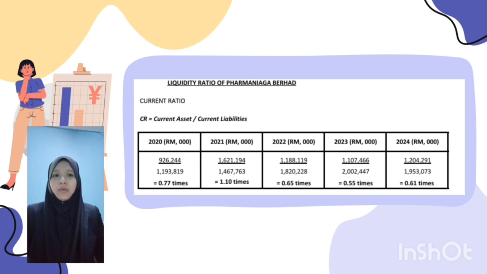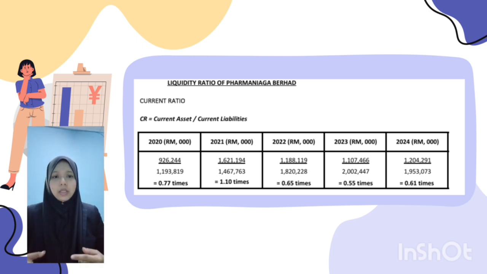I will be presenting the liquidity ratio analysis of Pharma Niaga Berhad. We will focus on two key liquidity ratios, the current ratio and the quick ratio. These ratios indicate the company's ability to meet its short-term financial obligations. Let's start with the current ratio, which measures the company's ability to cover current liabilities using current assets.